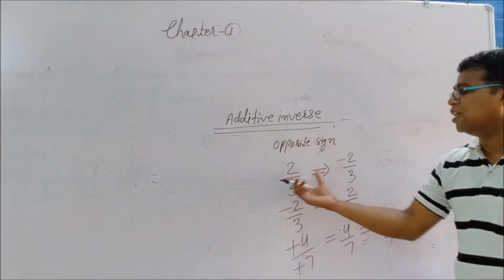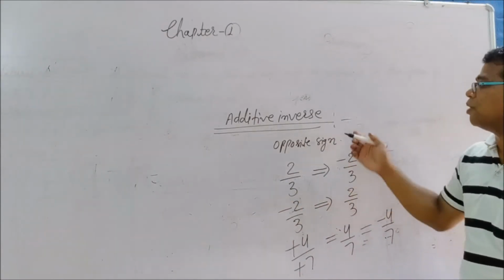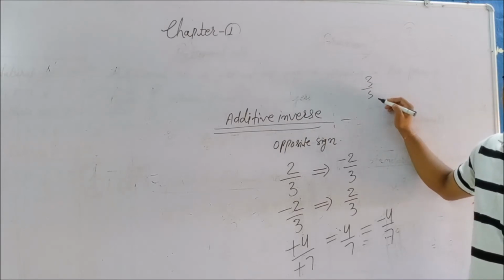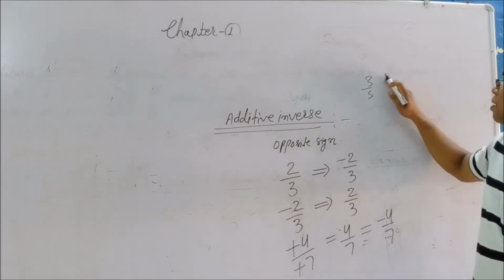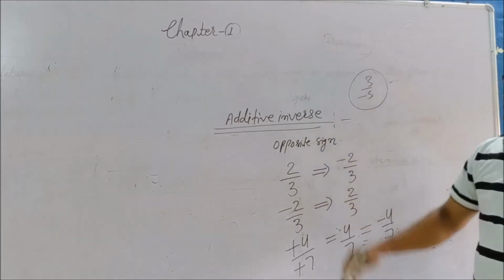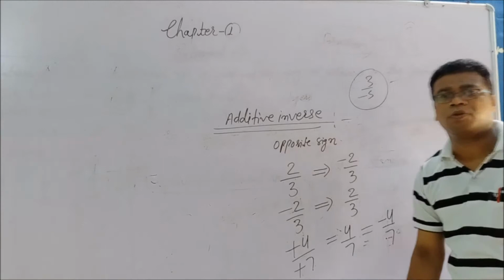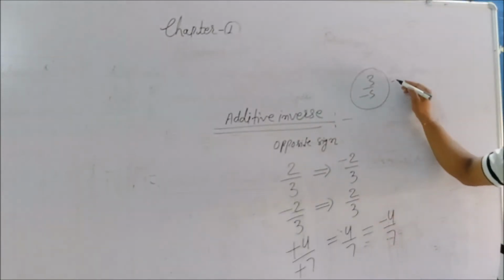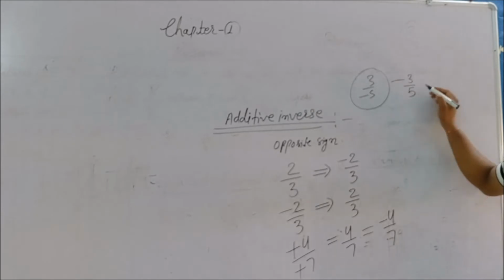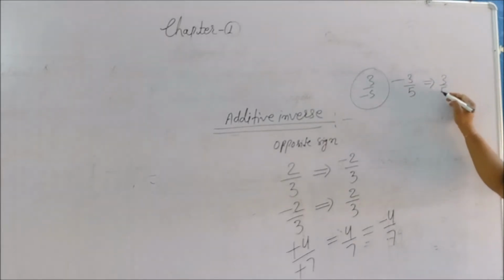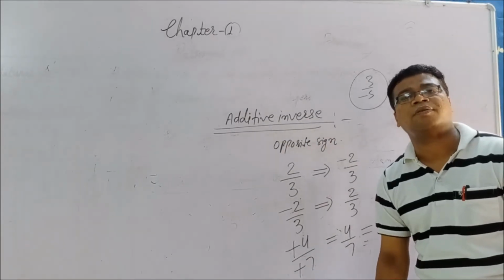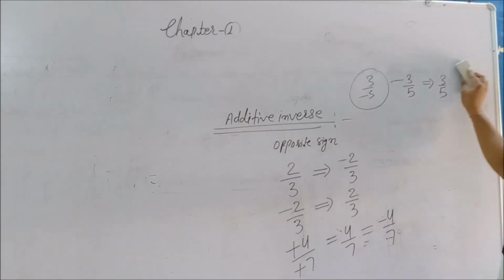We only have to change the sign. Directly we can say, for example, what is the additive inverse of 3 upon 5? Minus 3 upon 5. What if the minus sign comes in the denominator? For example, find the additive inverse of 3 upon minus 5. Nothing special. This minus sign will come in the numerator, and finally the answer will become positive. It means for a negative number the answer will be a positive number, and for a positive number the answer will be a negative number. So this is the additive inverse.